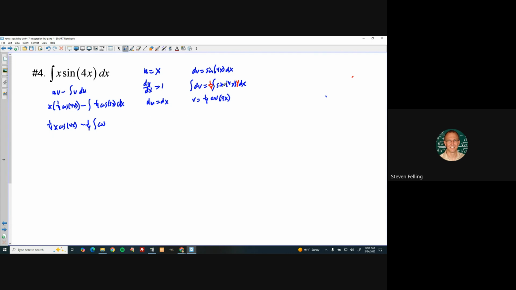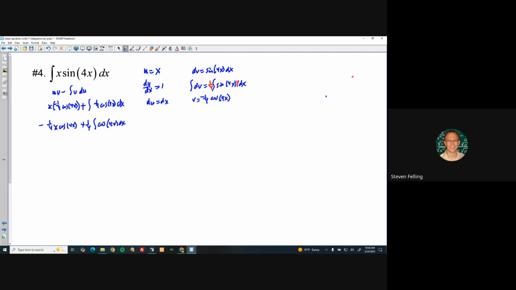You know what? I realized I made a mistake over here. The antiderivative of sine isn't cosine, it's negative. So I need a negative there, which means that the v has a negative, which would appear here as well as here. Then plus. Sorry about that. Antiderivative of sine is negative cosine. The antiderivative of cosine is sine.